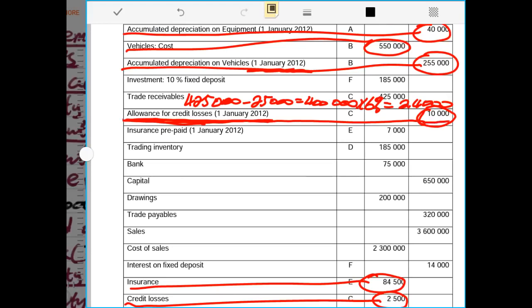However, 10,000 has already been recorded. So now it means we have to say 24,000 rands minus 10,000 rands. That will give us 14,000 rands. And the 14,000 rands must be recorded in the income statement as a bad debt. However, the full 24,000 rands that we have calculated must go to the statement of financial position, which is a balance sheet statement. Please don't forget that.